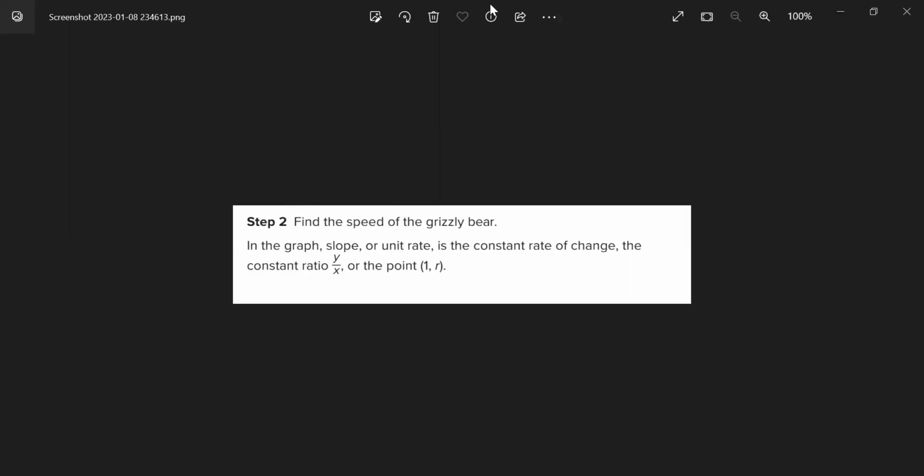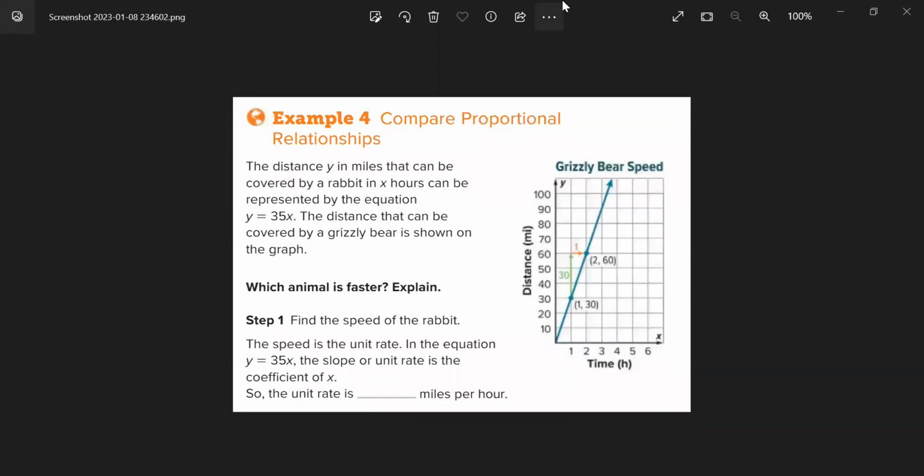Now, find the speed of the grizzly bear. The second thing we need to do is to find the speed of the grizzly bear. In the graph, slope or unit rate is the constant rate of change, the constant ratio, y over x, or the point (1, r). So I'm going to go back to see the graph. When x is 1, how much does he travel? So he travels 30 miles in 1 hour.